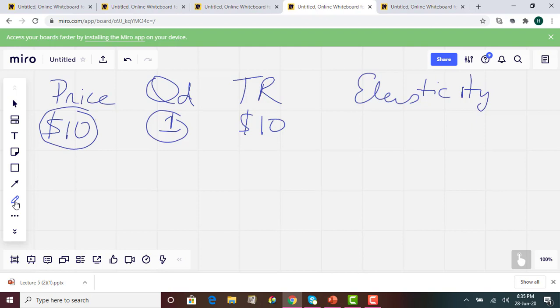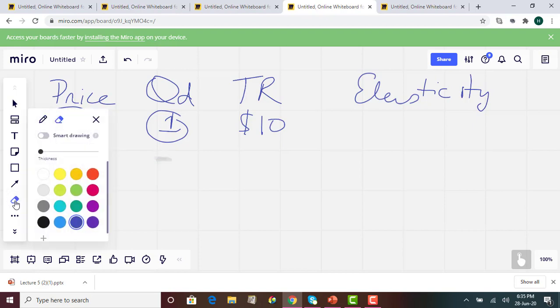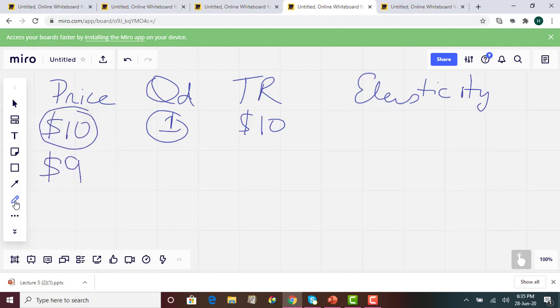Okay, now let's say your price decreases to $9, and quantity demanded goes up. Because the price went down, more people are going to buy it, so 2 units of the good will be bought. But now what will be the total revenue? Price times quantity demanded. So total revenue is now going up.